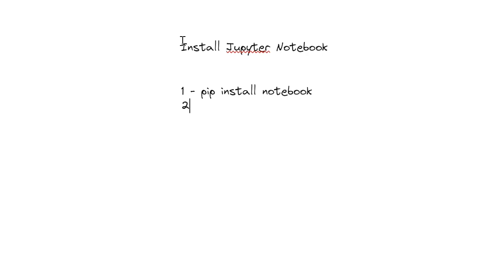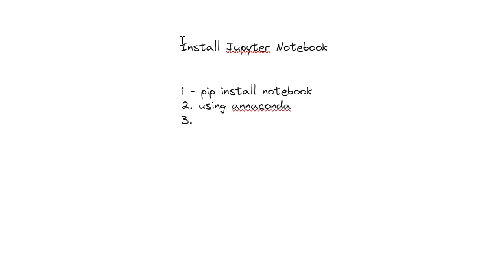So there are multiple ways to install Jupyter Notebook, and what are these? First, we can install it by using the Python package index, pip. With this command, we can install the notebook. The second way is by using Anaconda. Whenever you install Anaconda, Jupyter will already be installed there. You can check our previous videos where we have installed Anaconda.